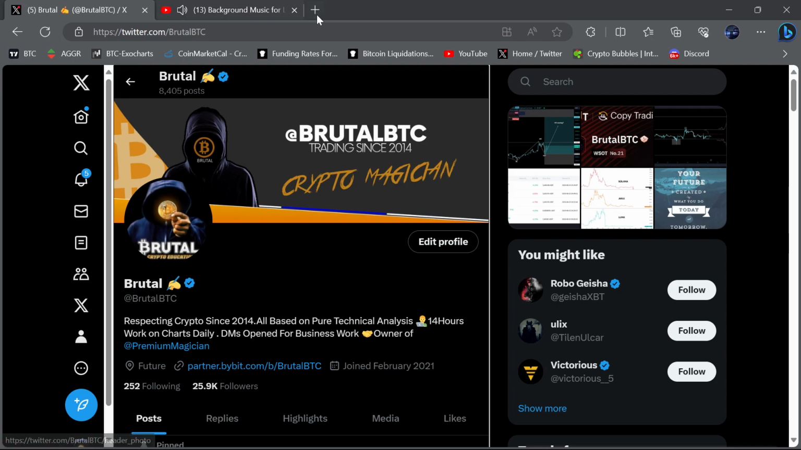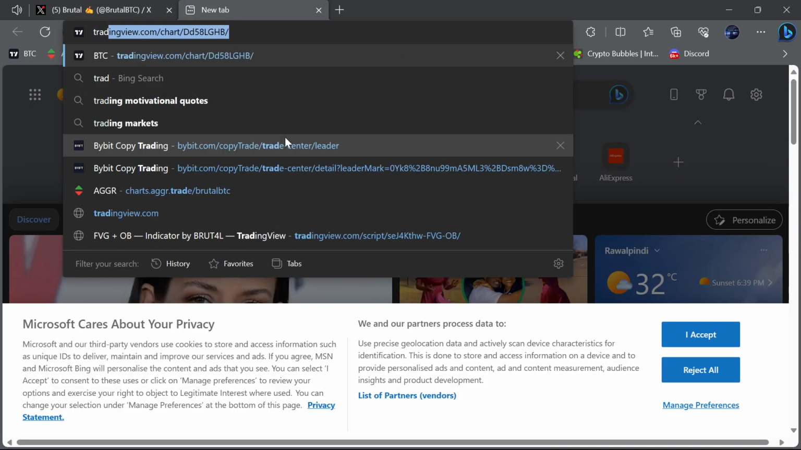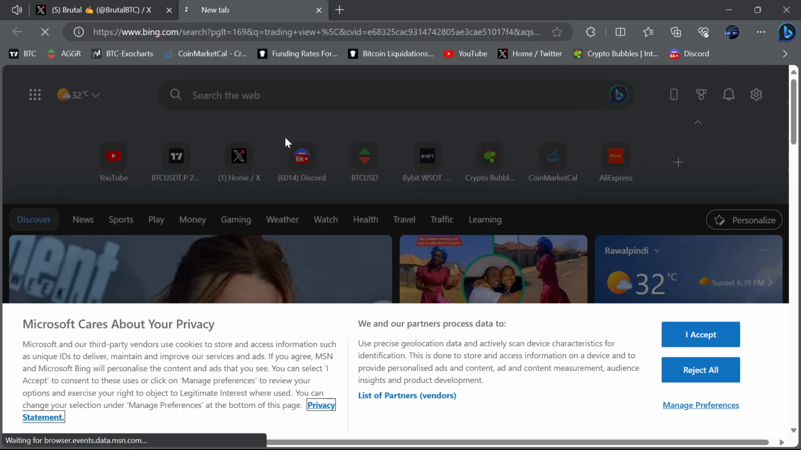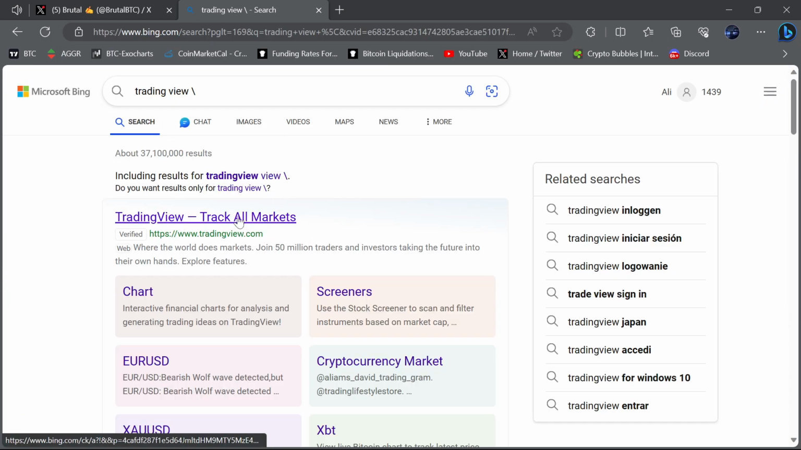First of all, you have to go to a tab on your desktop or anywhere where you can access the charts. You have to write TradingView, and you will get something like this, the first tab. Open up that tab and you are ready to go.